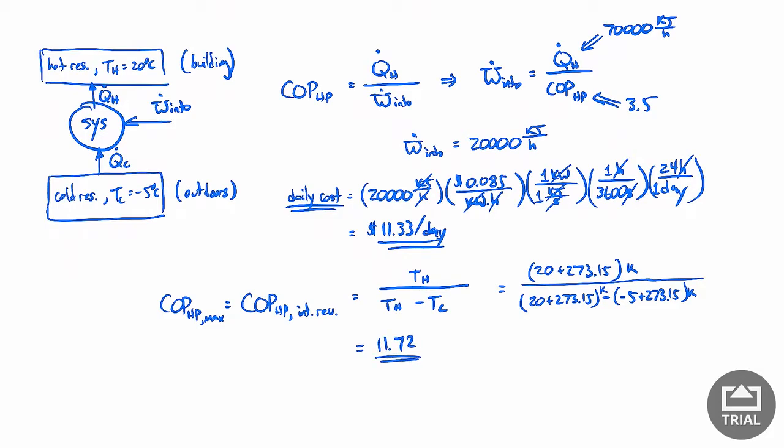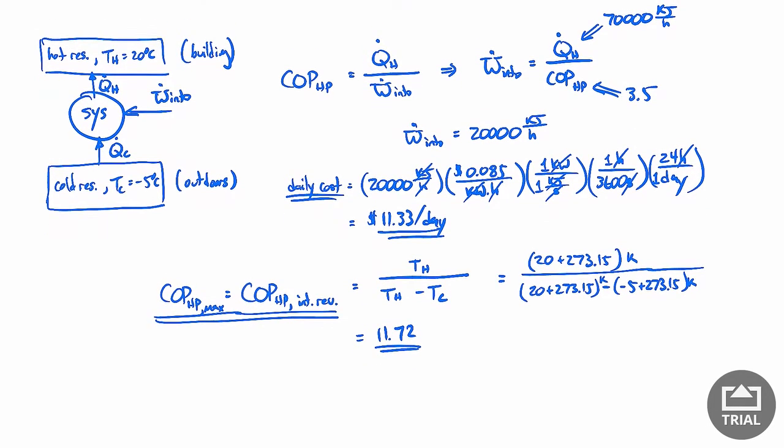So you can see that the maximum coefficient of performance is quite a bit higher. So this 11.72 is quite a bit higher than our value of 3.5. So clearly we're far from the optimal situation. What it means is that potentially we could improve the performance of the components in our heat pump cycle. Perhaps we could do something to improve its performance and make it a little more efficient.